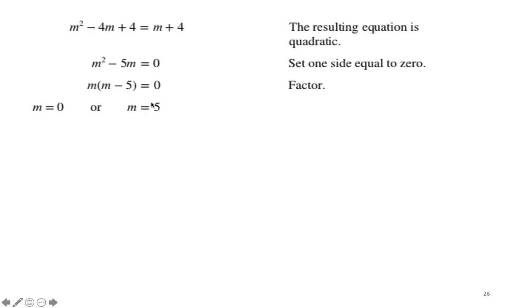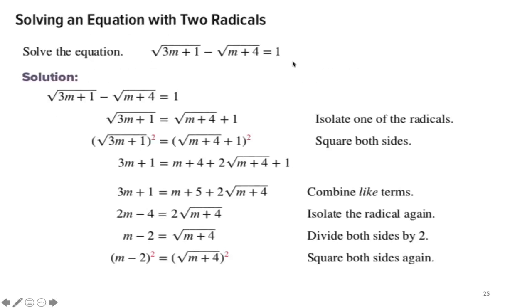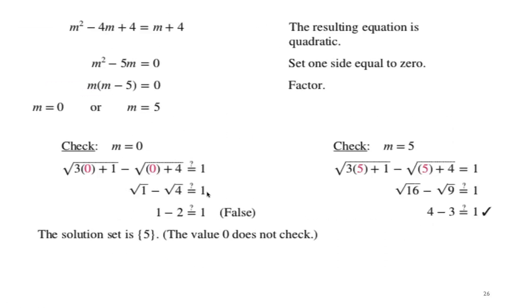Notice this is one of the harder ones for sure. We saw that we have to separate the radicals, square once to get rid of one radical, and then simplify by moving everything to the other side so that the radical is isolated once again. Square again to get rid of the second radical. So it's a little bit more involved here. We can check that 0, when you plug it back in, is not a solution, but 5 is a solution. So make sure that you always check your answer.